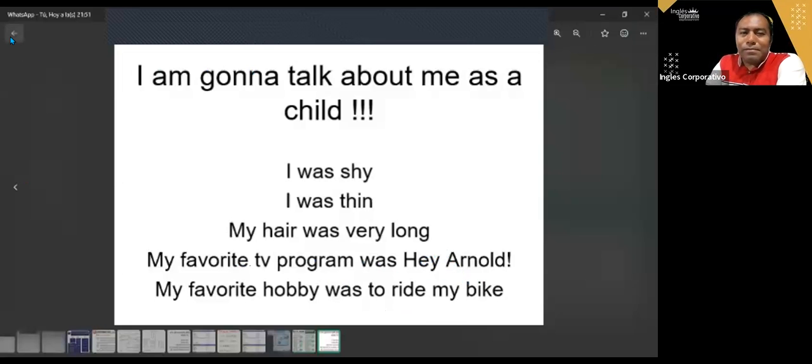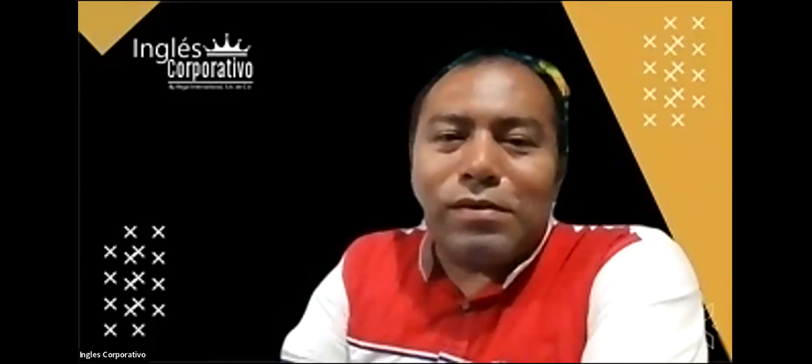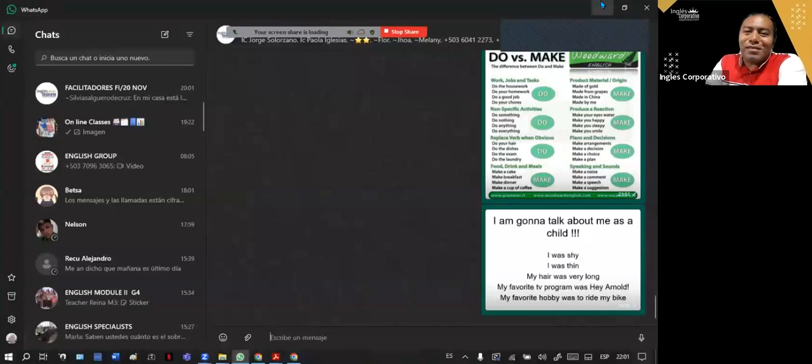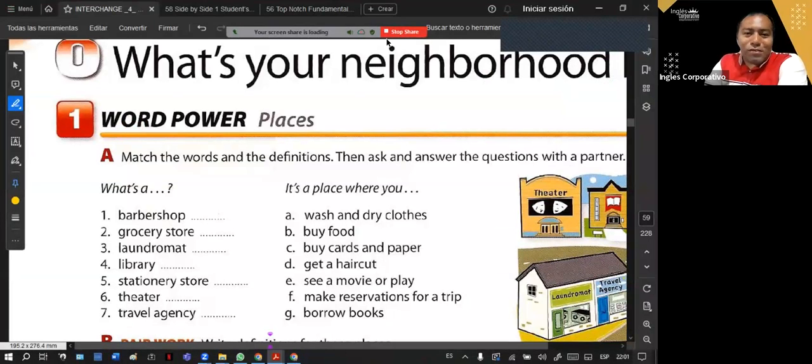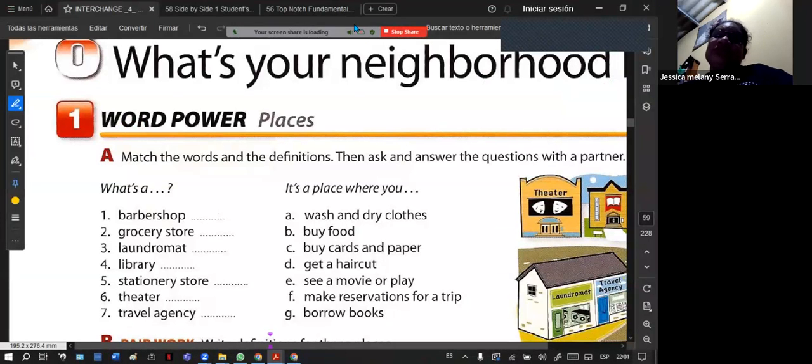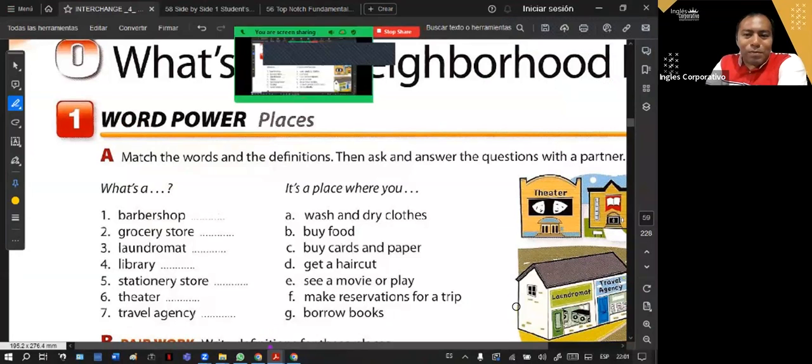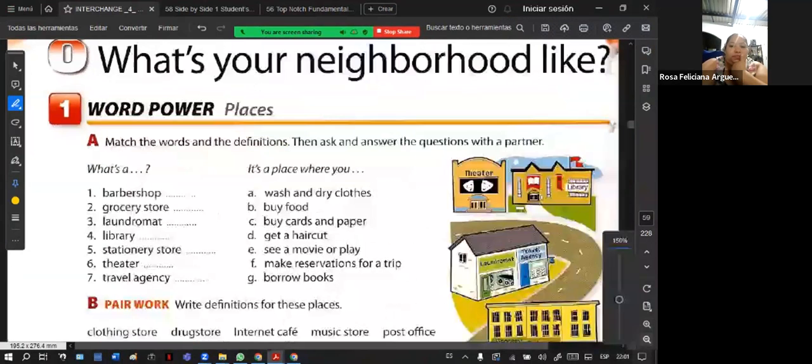¿Está clara? Sí. It's clear, ¿ok? No se vaya todavía. Ya casi terminamos, pero no todavía. Ok, so, right now, I'm going to show you the platform. ¿Pueden ver el PDF? Yes.